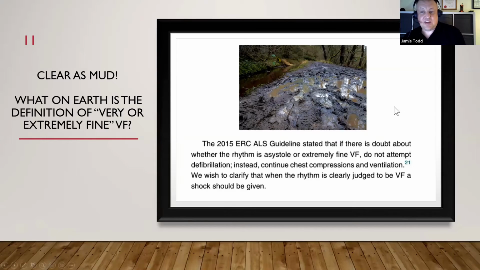And if you look into the algorithms about fine VF, the ERC guideline said, where there is doubt whether the rhythm is asystole or extremely fine VF, do not attempt defibrillation, but continue chest compressions and ventilation. We wish to clarify that when the rhythm is clearly judged to be a VF, a shock should be given. Now, to me, that is utter bunkum. That is as clear as mud. So fine VF is okay, but extremely fine VF, don't shock it. But if it's a VF, shock it. Yeah, so that is obviously very helpful indeed.